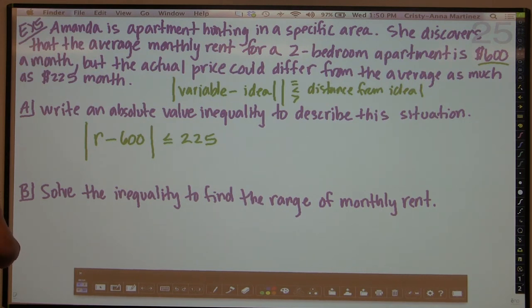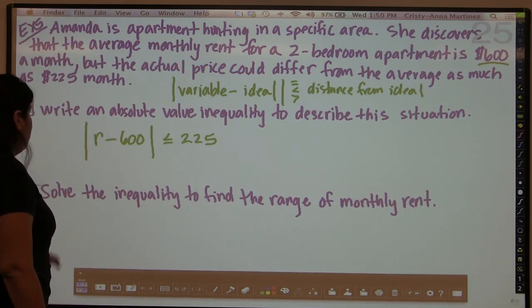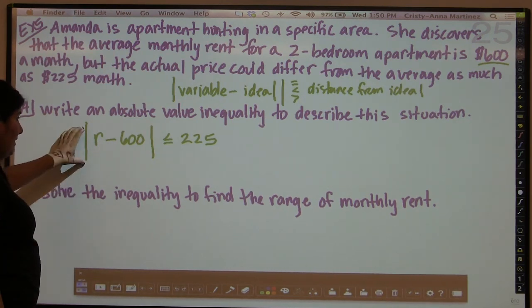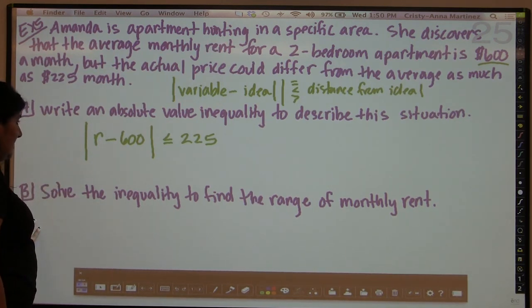But now you actually have to solve it. And I know that a lot of you probably already know what the answer is. You can already tell the answer is going to be 600 plus 225 and 600 minus 225. But I just want to encourage you that part of the problem says to write the absolute value inequality. So it doesn't just say give the answer, it wants you to write this expression here. In part B, they want us to actually solve it.